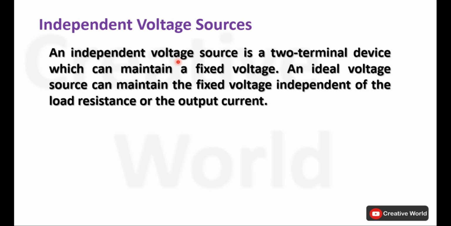An independent voltage source is a two-terminal device which can maintain a fixed voltage. An ideal voltage source can maintain the fixed voltage independent of the load resistance or the output current. In simple words, independent voltage source, which is also known as constant voltage source, keeps specified voltage across its terminals. Its terminal voltage is not affected by change in load and the current driven through it.